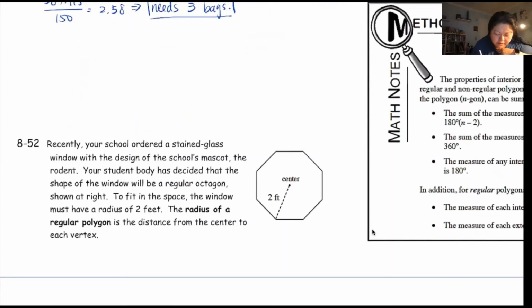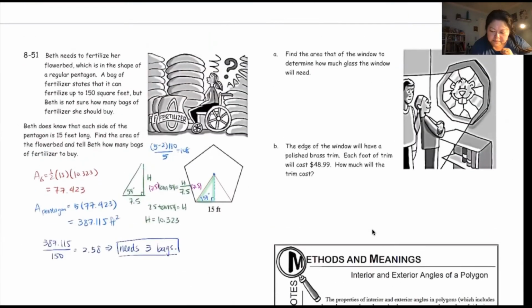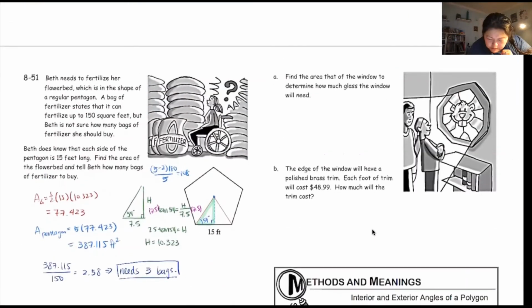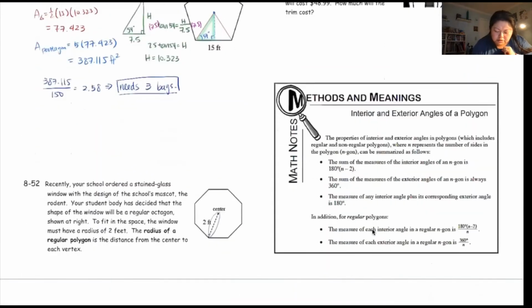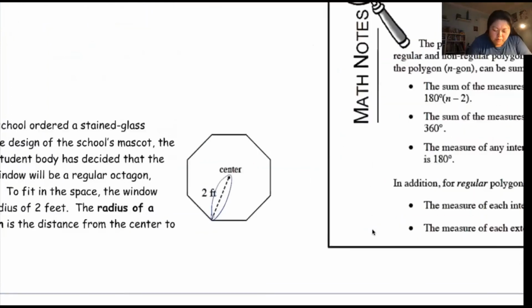The radius of a regular polygon is the distance from the center to each vertex, and that's this line that we've been drawing in all of our regular polygons. Okay. All right. So we know the radius is 2 feet. Okay. Find the area of the window to determine how much glass the window will need. Okay, so I'm going to use the space down here. I could go ahead and go up and use that space, but I'm going to use the space to kind of draw out what I want to look for.